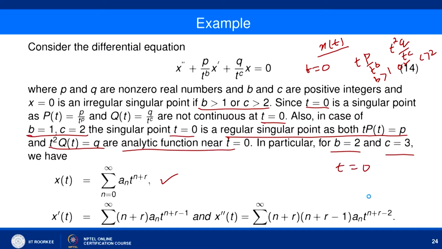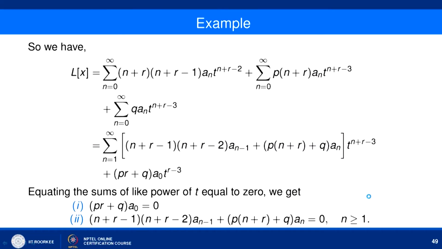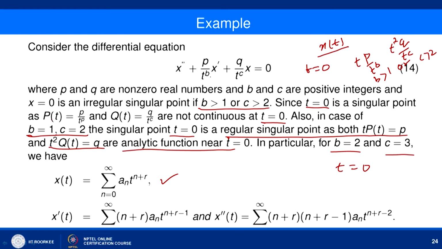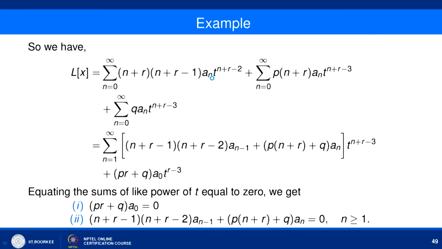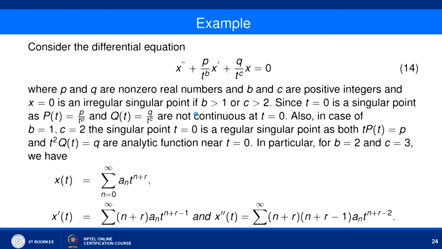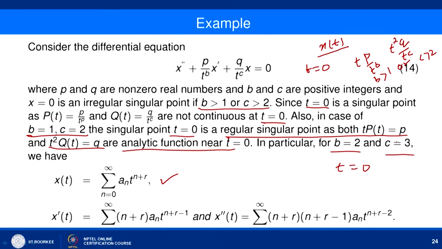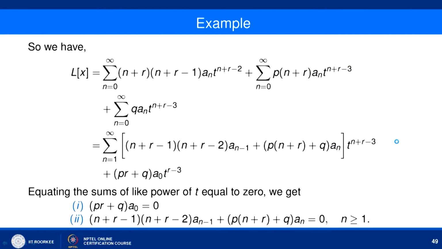Now plug it back. When you plug it back, you have summation n equal to 0 to infinity n plus r into n plus r minus 1 a n t to the power n plus r minus 2, plus summation n equal to 0 to infinity p into n plus r a n, where we are assuming that b is equal to 2, t to the power n plus r minus 3, and in the last term, summation n equal to 0 to infinity q a n t to the power n plus r minus 3. Here I am assuming that c is equal to 3. So using this we have this term.